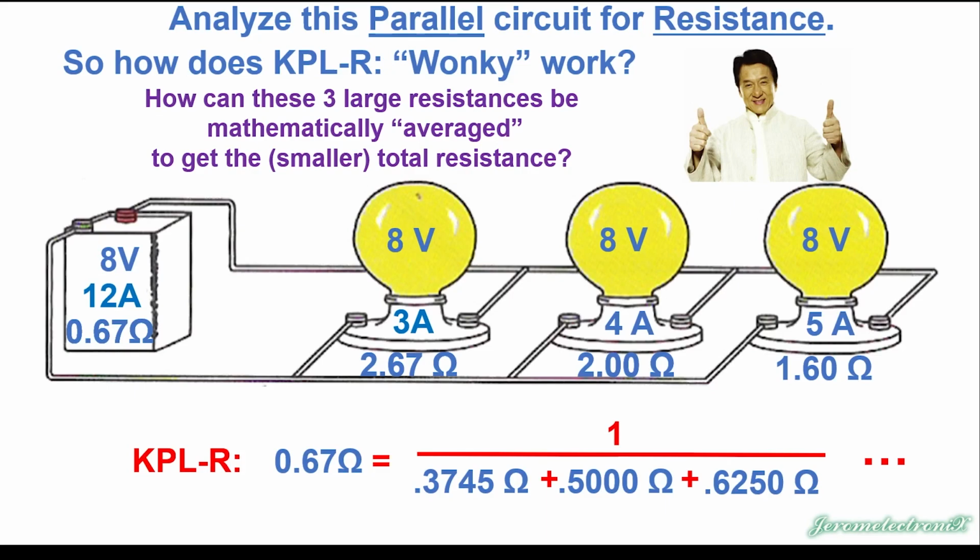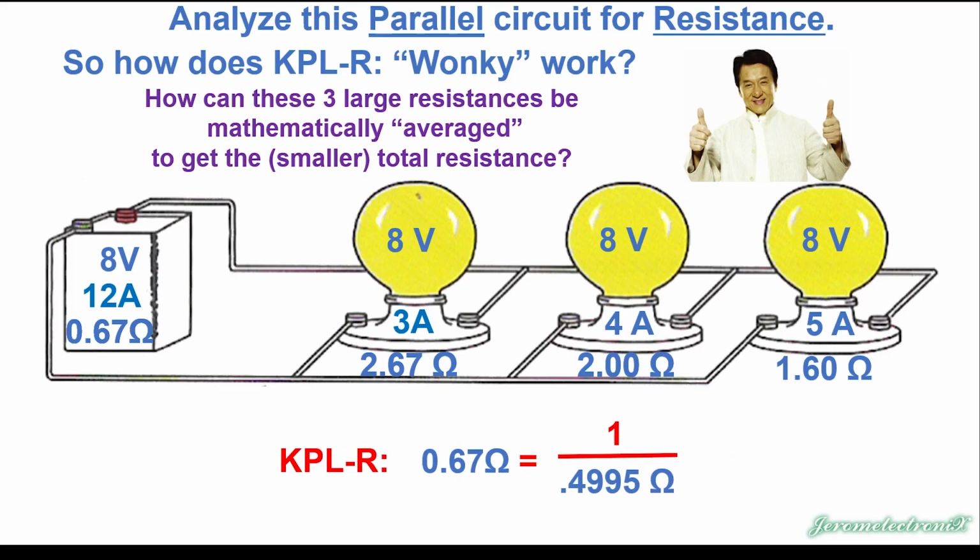I don't know. Anyway, now we have to add up everything in the denominator. So if you add all these things up, you get this number. 1 divided by 0.4995 should be 0.67 ohms, and indeed it is. You can stop the video and try this if you haven't to see if it works.